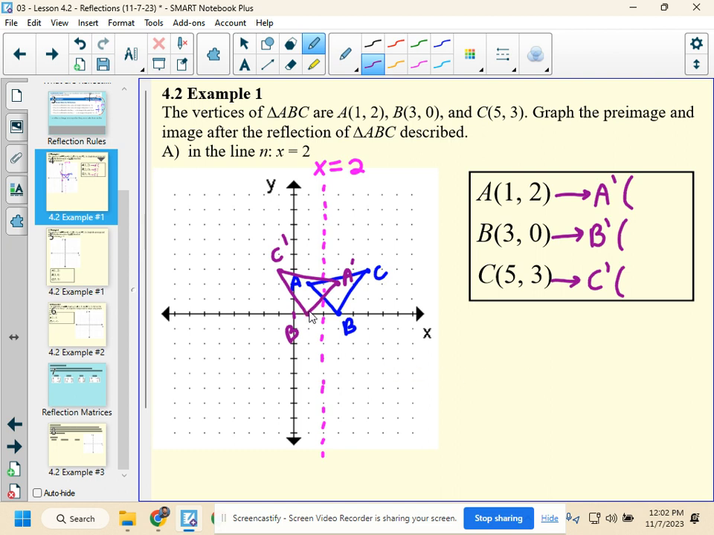So point A ended up where? 1, 2, 3, 1, 2. So the point 3, 2 was the point A prime. Where's B prime? It's right here. It's at the point 1, 0. And then C prime ended up at negative 1, 1, 2, 3. Negative 1, 3.